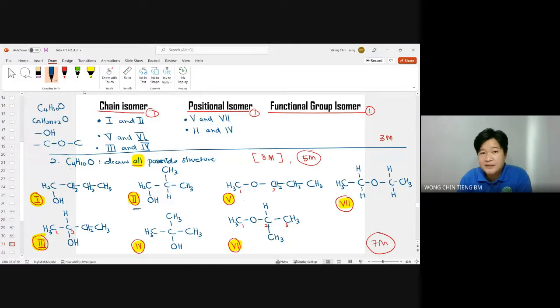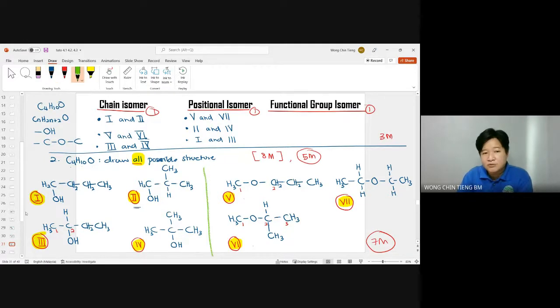Okay. Ada banyak lagi. Kita ada 1 and 3. Betul? Alright. Pun boleh. Nampak? That is your positioner. Functional group isomer lagi senang. Functional group isomer dengan jujur, mana-mana satu daripada 1, 2, 3, 4 dengan mana-mana satu daripada 5, 6, 7 pun kita terima. Okay? Makes sense?